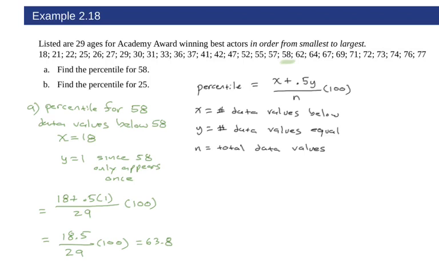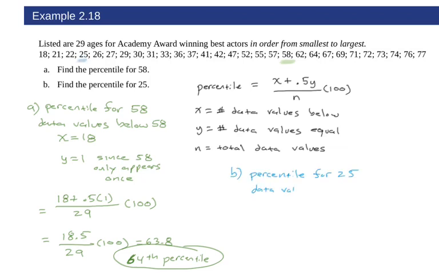Okay, let's try another example here. Again, we do want to round this up. We should probably put 64th percentile here. Typically, when we present percentages, usually we round to the nearest percent.